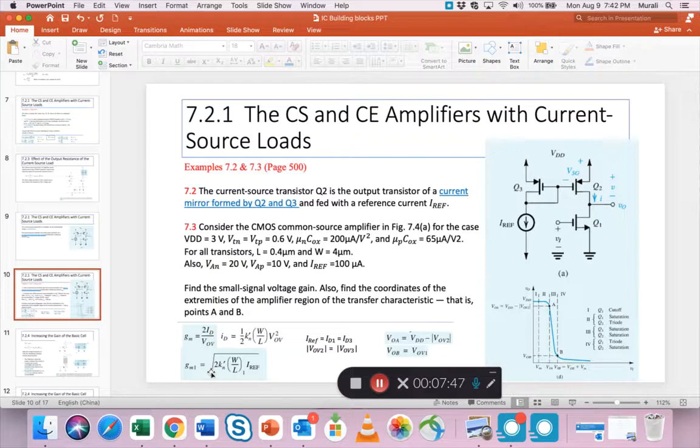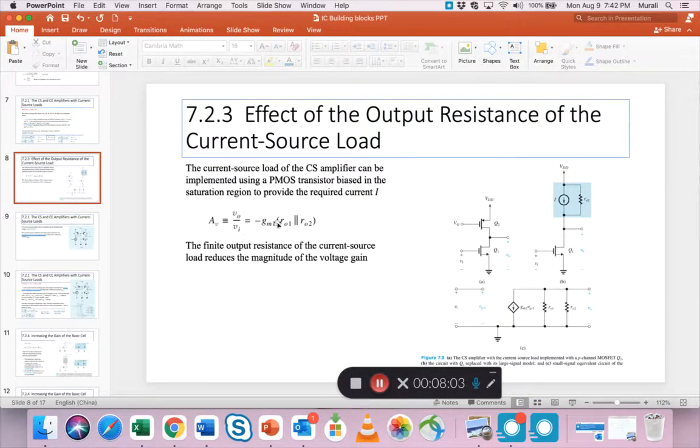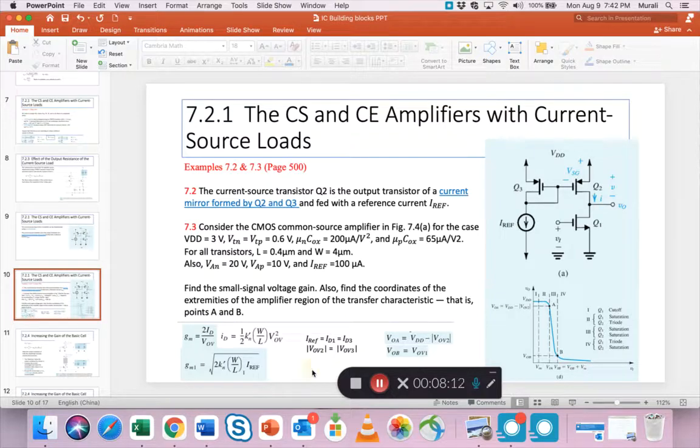Then ro1, ro2 are also calculated, and then A is calculated. The gain is just the product of gm times ro1 in parallel with ro2, which is a formula which we saw here, right? So the same formula is used. I guess I can copy that and add that here too as a formula being used.